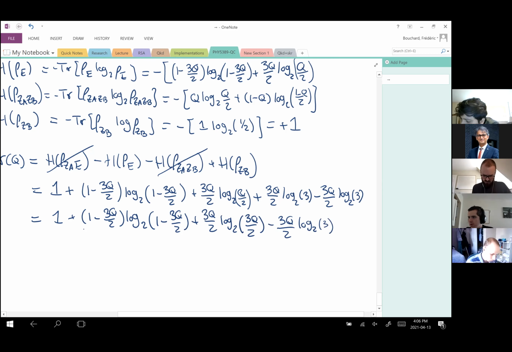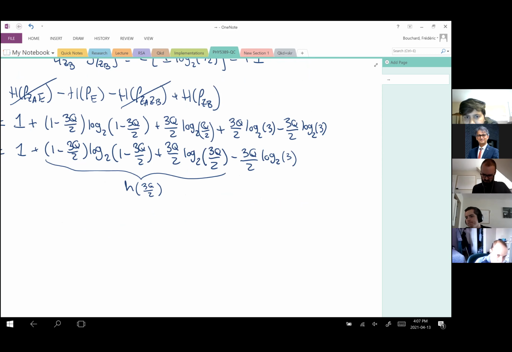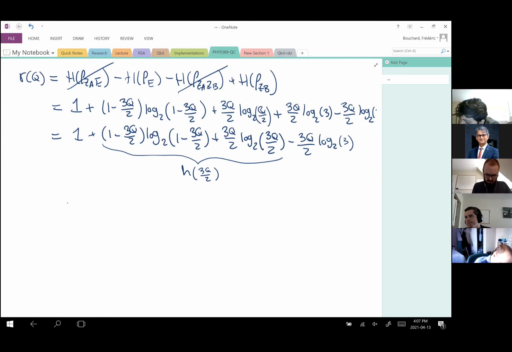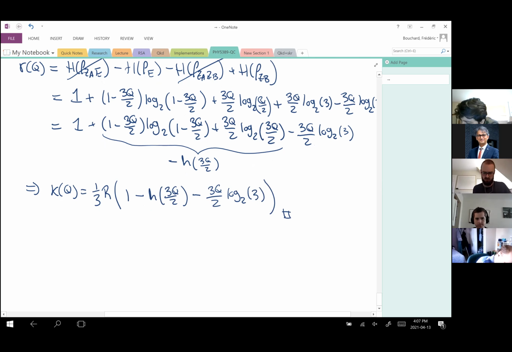Okay, this here we recognize as Shannon entropy. Oops. All right. Finally, the secret key rate will be 1/3 times 1, sorry, that's minus, yeah. Minus H of 3Q over 2 minus 3Q over 2 log base 2 of 3. Boom. That's the secret key rate for the 6-state protocol.